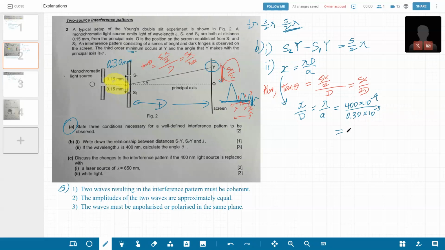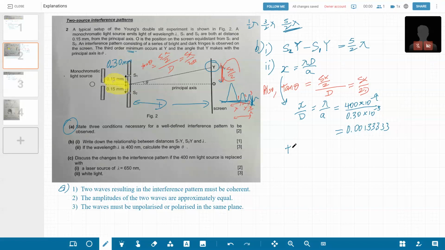Okay. So you can actually find what is x over d. Just press on your calculator. Okay. So 400 nano divided by 0.3 mm. You get 0.001333. Okay, a lot of threes here.